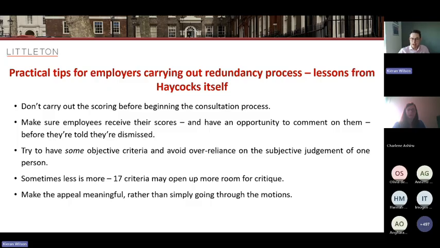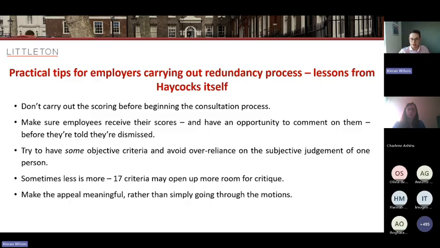And thirdly, as far as selection criteria go, some level of objectivity is helpful. In Haycocks, there were 17 criteria, and most of them were fairly subjective. Although there had been no challenge to the decision maker's good faith, it would undoubtedly have been better to have some more objective scoring criteria in there. Things like rates of absence, performance reviews, especially if that's informed by the feedback of more than one person, and things like that. That said, objectivity shouldn't be prized above all else.